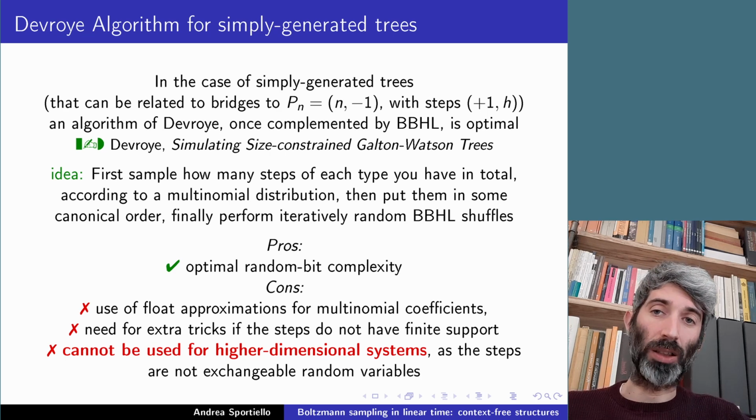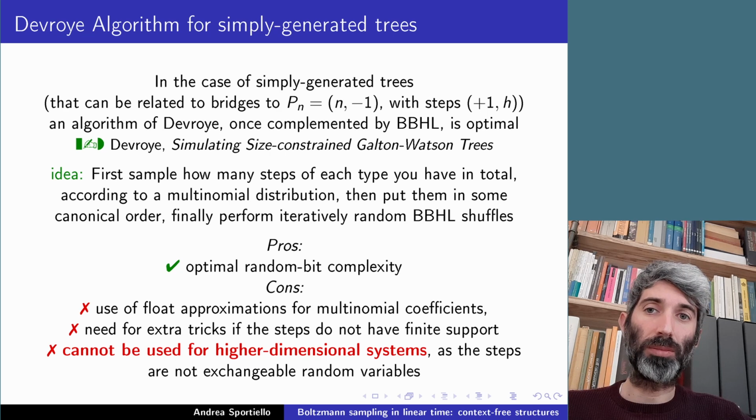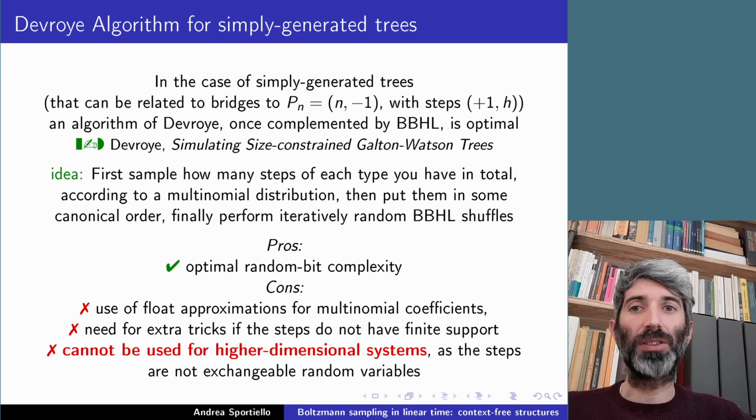Trouble is that this algorithm doesn't work for generic combinatorial specifications, because when you have more equations, you have labeled trees instead of trees, say colored trees in n colors, and this gives you walks that are correlated or complicated in a sense. The steps are not exchangeable themselves.